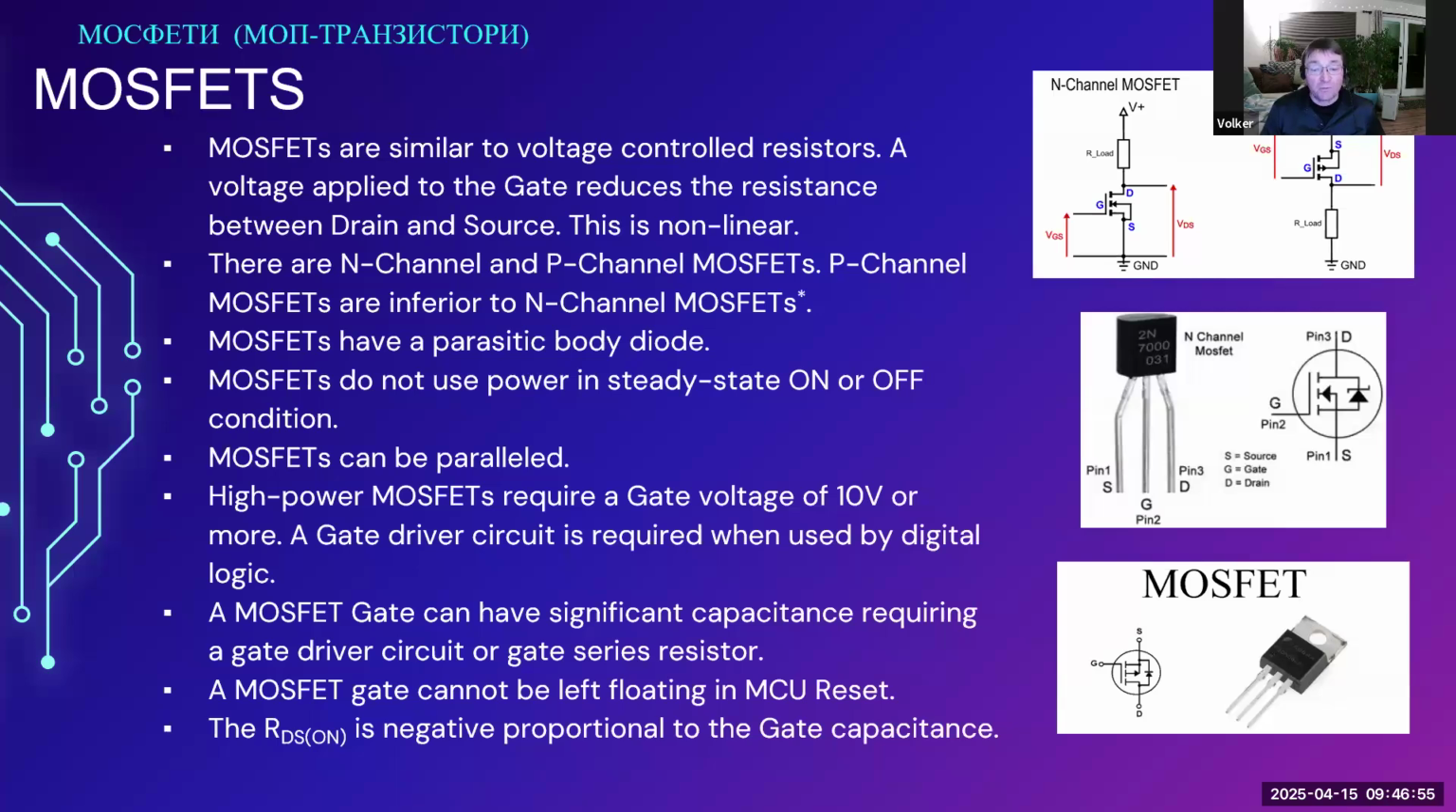It's negative proportional to the gate capacitance, and I have mentioned that basically the more powerful the MOSFET is, the lower the on-state resistance is, the more current the MOSFET can carry, the higher the gate capacitance is. To the point where if you have a MOSFET that can switch 150 amps, you might end up with a gate capacitance of 10 nanofarads.